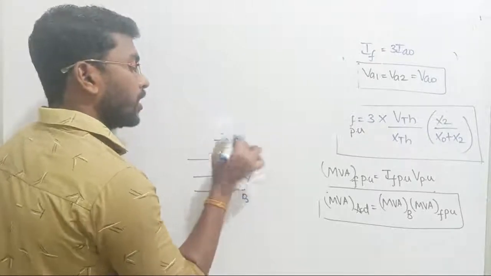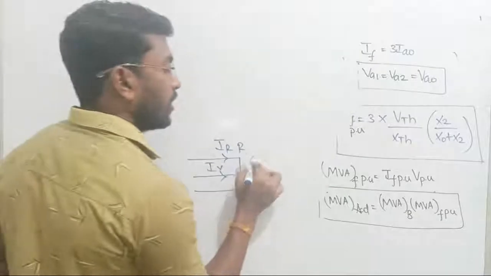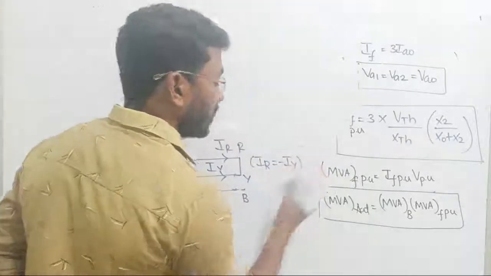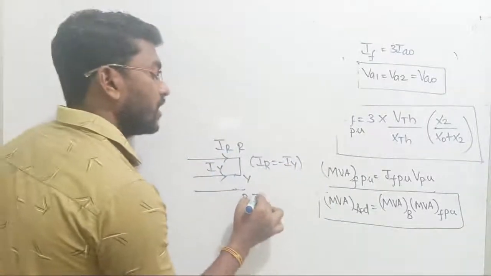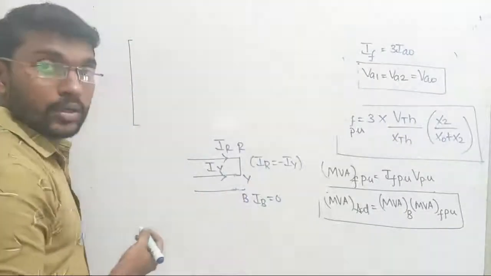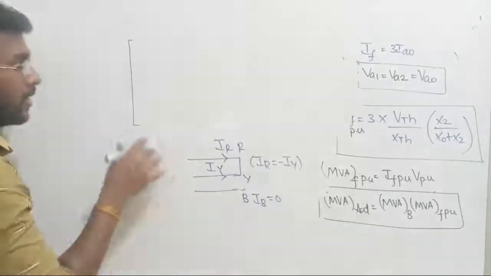The current through the R line is IR. The current through the Y line is IY, such that in line to line fault it can be written as IR should be equal to minus IY. That is the first relation. Second relation: the remaining conductor is left open, so its current is going to be 0 ampere. We can gather this information from the line to line fault. Yes or no?